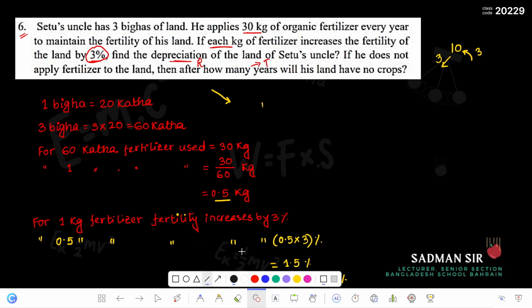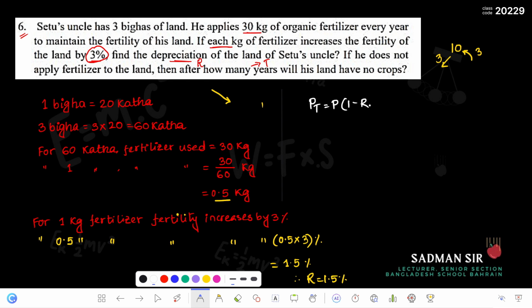Let me just draw a line. Now if he does not apply fertilizer to the land, we will apply Pt equal to P into (1 minus r) whole to the power t, as we need to calculate t. But for that, what are the amounts that we know? See, Pt, if you are having no crop, then after t years there is no produce, so Pt is supposed to be 0, correct or not? And r we just found out to be 1.5%, correct? So we will replace them here.